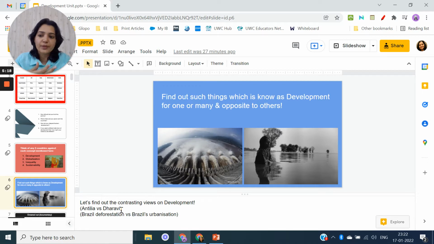You may bring your own picture. You may think of those pictures. A few more examples. One could be Antilla versus Dharavi in Mumbai, India. Okay, both are in India. On the one hand, you can put the picture of Antilla, which is owned by Mukesh Ambani, and Dharavi, which is known as the biggest slum of Asia. On the other hand, you can paste that pic.